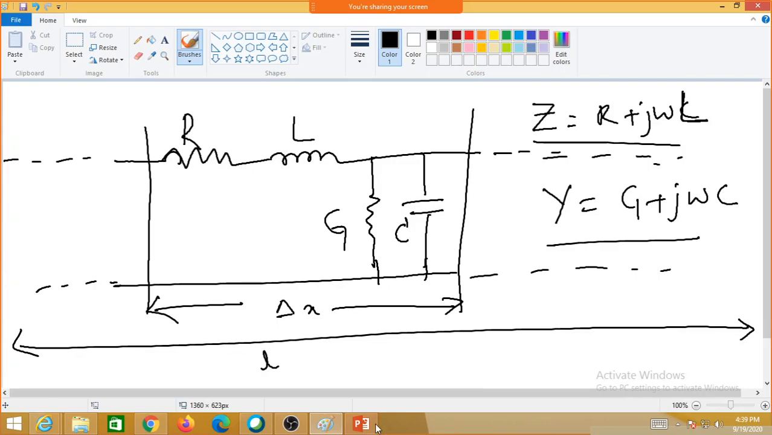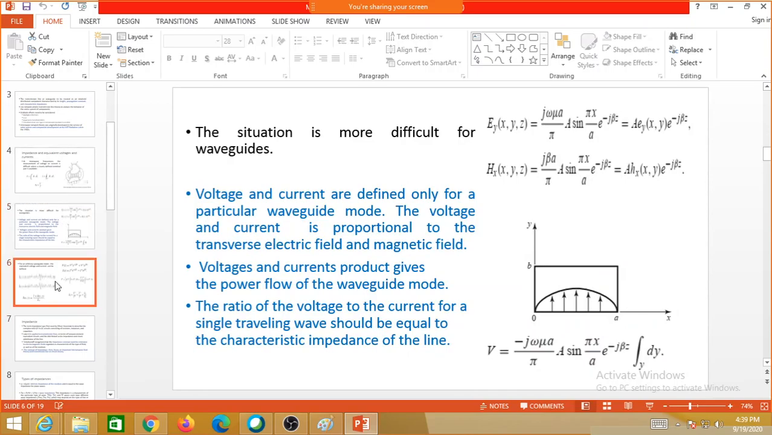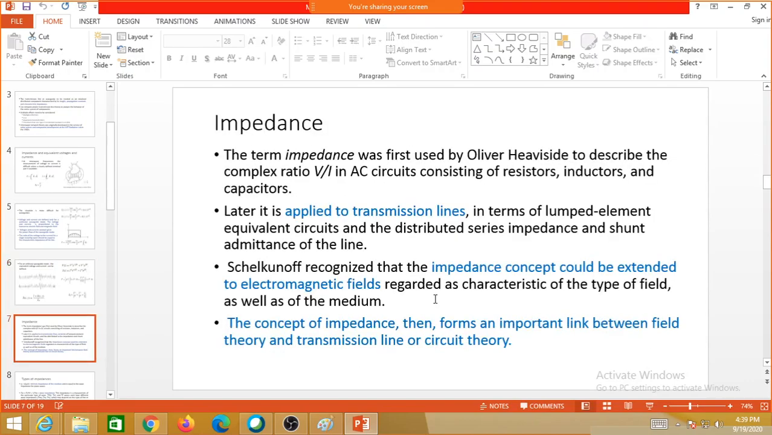Here, for the distributed elements, he has taken impedance and admittance. Schelkunoff recognized that this impedance concept could be extended to electromagnetic fields. So in terms of fields also we can represent the impedance. Generally this is a wave impedance. You can even take it for a particular type of wave, like TEM, TM or TE waves, which can be defined as the impedance of the waves. We'll see that.